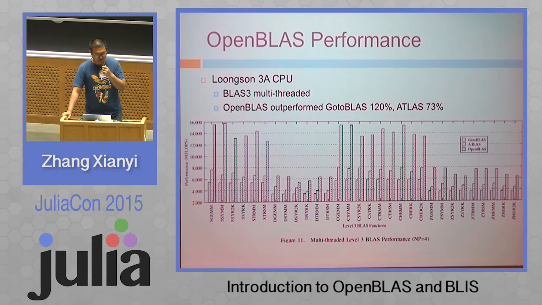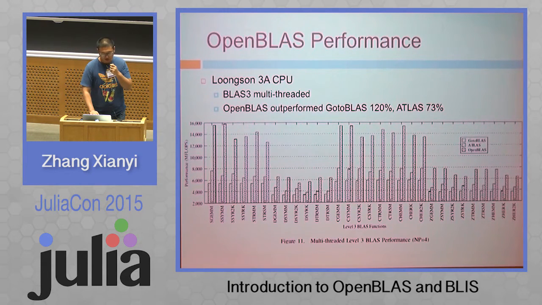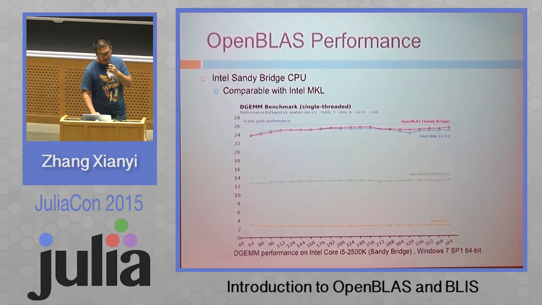Here is the performance graph for OpenBLAS. This graph shows the BLAS 3 performance on Loongson 3 CPUs. OpenBLAS outperforms GotoBLAS by 120% and ATLAS by 73%. Here is the DGEMM performance on Intel Sandy Bridge. We compare OpenBLAS with Intel MKL. The red line is OpenBLAS, the blue line is Intel MKL. You can see the performance is very close. So OpenBLAS performance is comparable with Intel MKL.